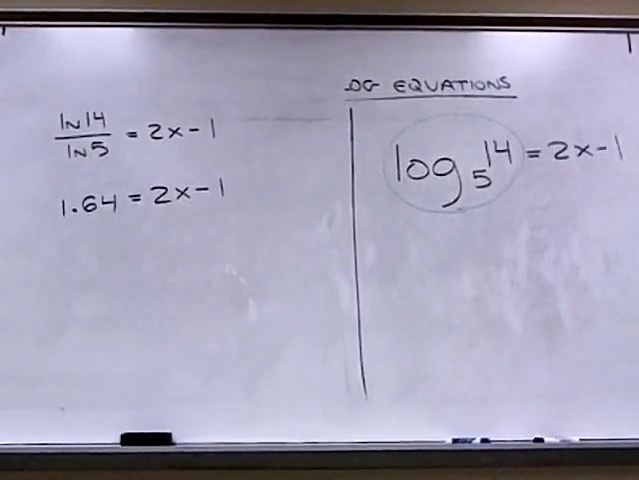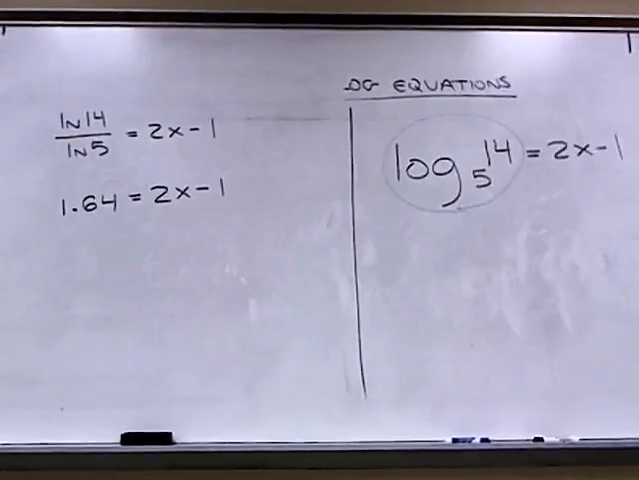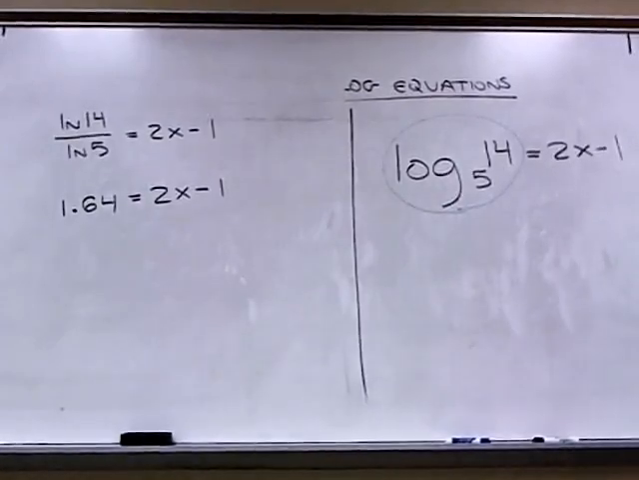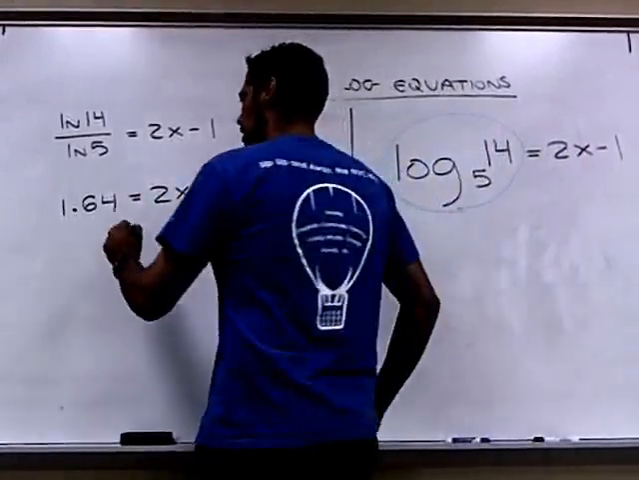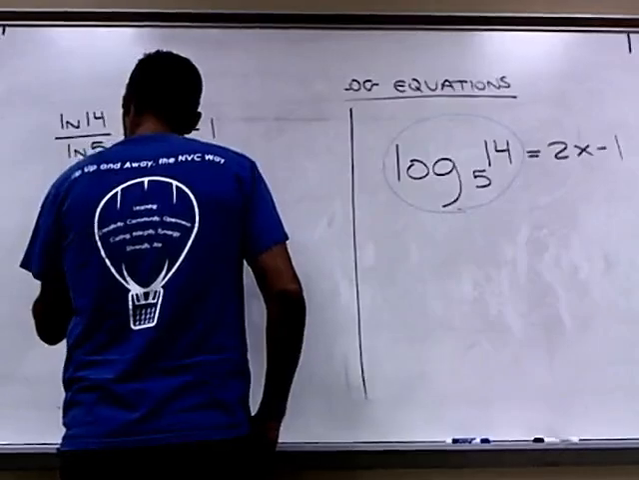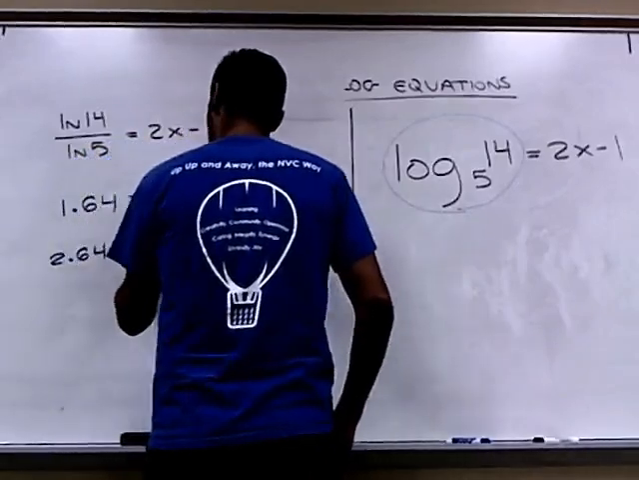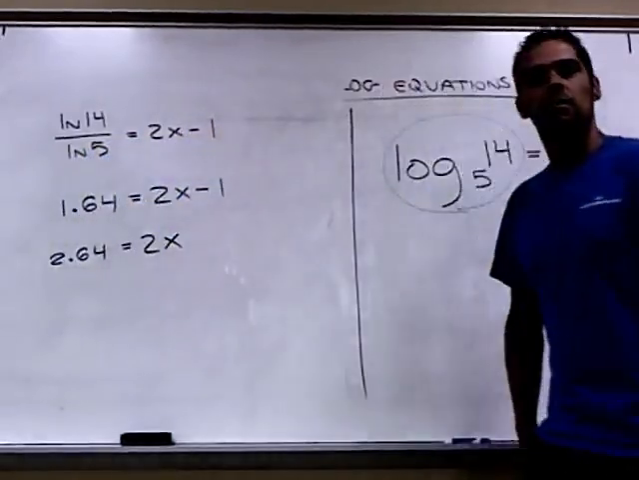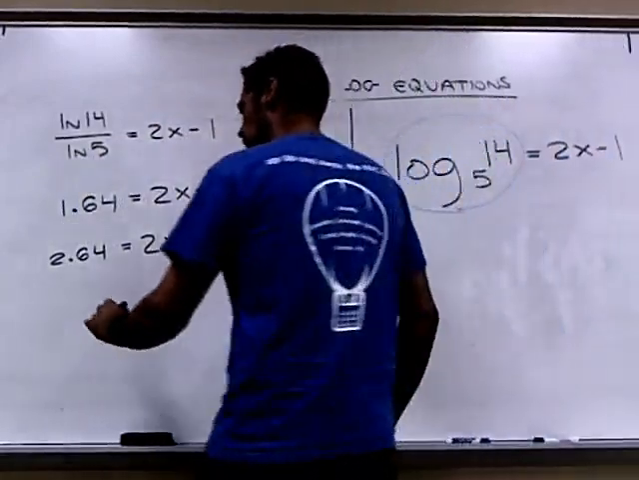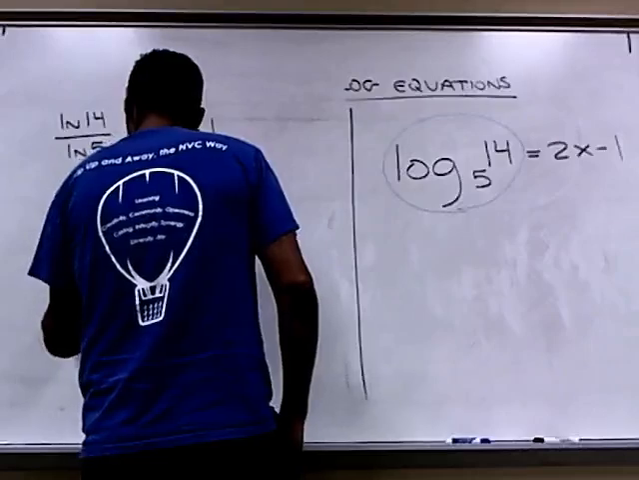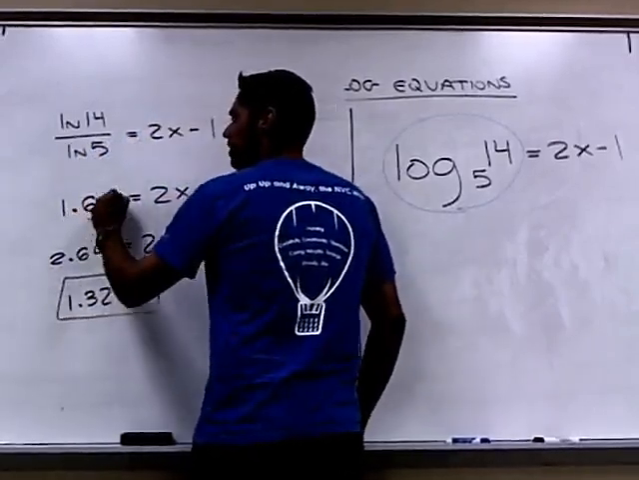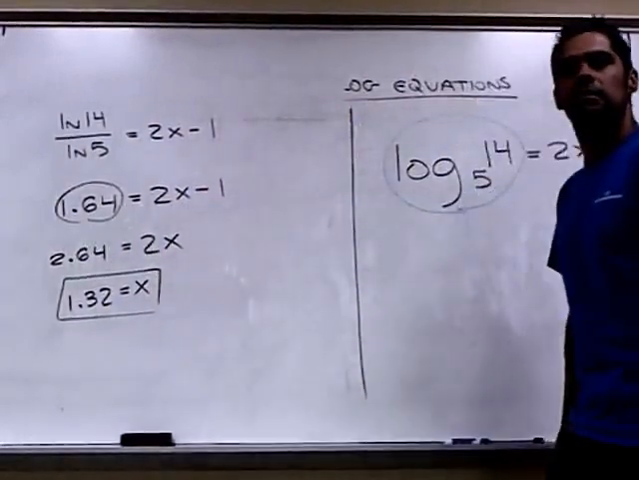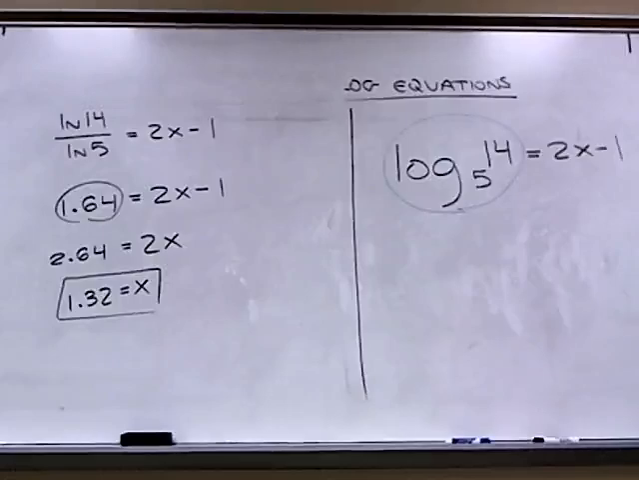Now, what type of equation is that? Linear, right? Now we're back to a linear equation. So add 1 to both sides. If you add 1, you get 2.64 equals 2x. And now just divide both sides by 2. 1.32. Now, we did round a little bit, didn't we? Yeah, we rounded when we got this off our calculator. That's okay. That's close enough.